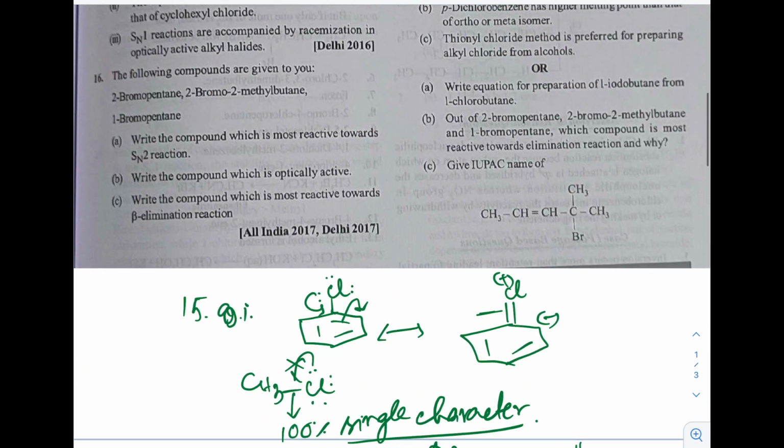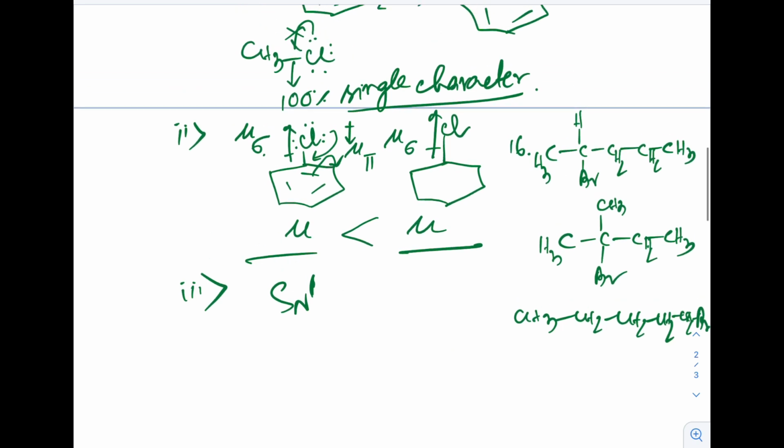Now what they are asking for: write the compound which is most reactive towards SN2 reaction. So in SN2, the most favorable is 1 degree alkyl halide. This one is 2 degree. This is 3 degree alkyl halide, but this alkyl halide is 1 degree. So this is most reactive towards SN2. This is the first question's answer.